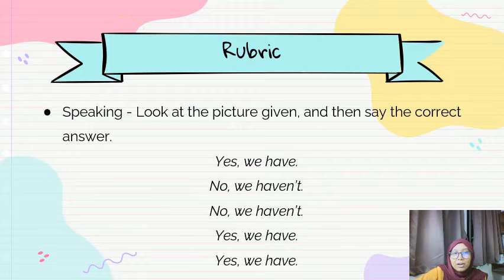Alright, another part of my rubric is, like I said just now, the speaking part, right? So for the speaking part, this is the instruction that I have given to my students. The instruction is, look at the picture given and then say the correct answer, which means I told my students to look at the picture given, and then I asked the questions to my students. Then they need to answer either yes we have or no we haven't. But before they answer the question, they still need to analyze the picture given.